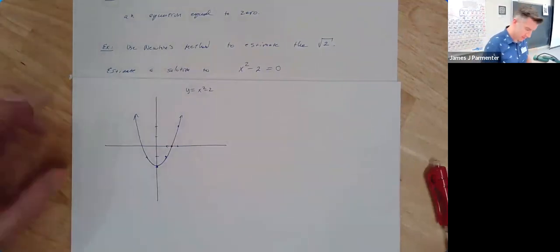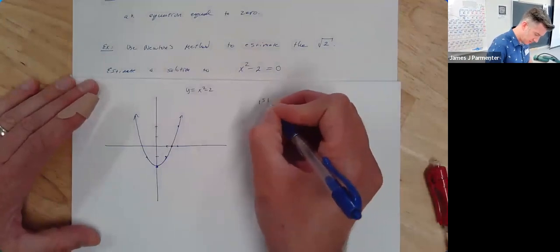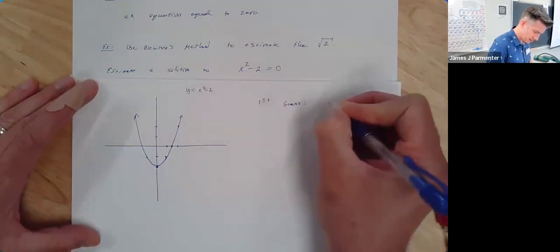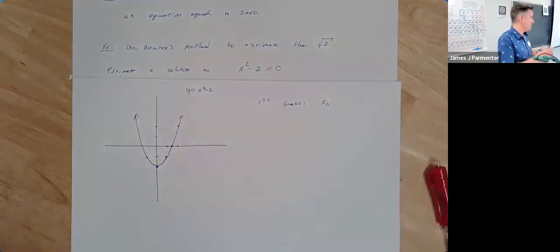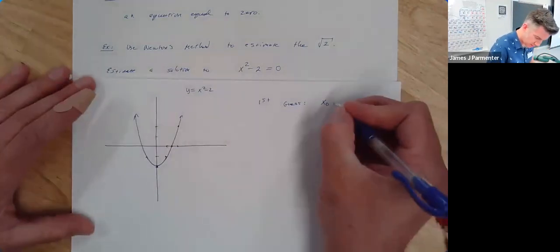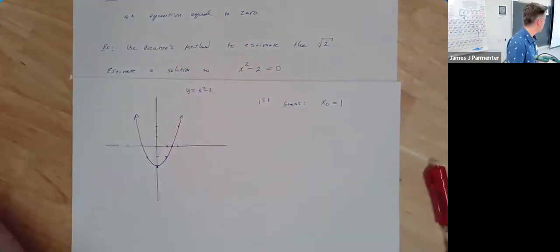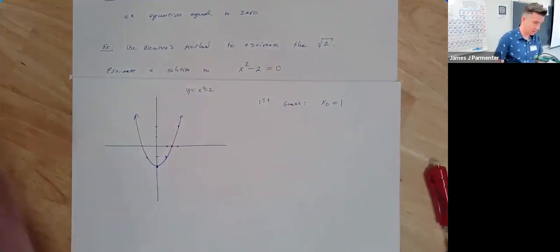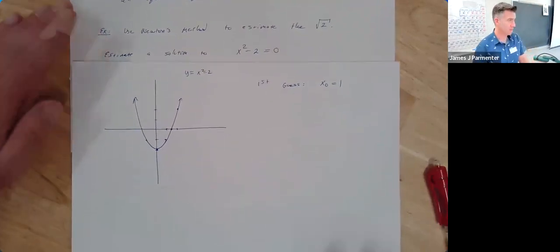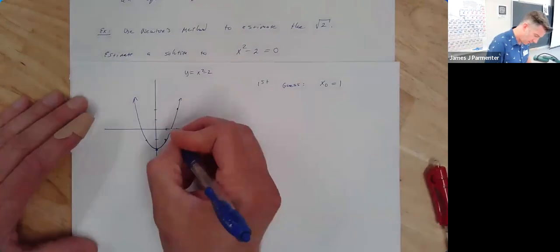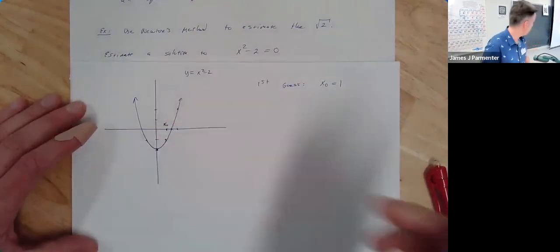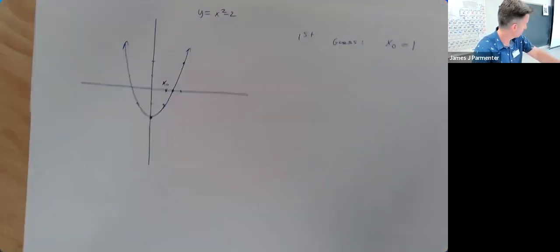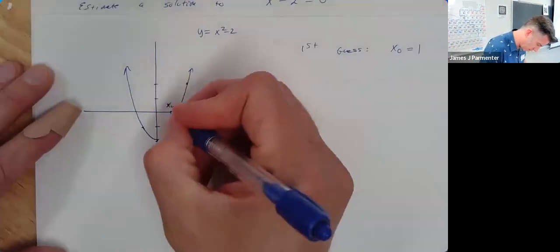So my first guess is going to be x naught, because we usually use this subscript notation to indicate further guesses. I'm going to guess 1. Okay, now check this out, because here's where the geometry is happening. We'll talk about how it becomes a formula. From my first guess being 1, let's zoom in here so you can see this better. So there's my first guess at 1.